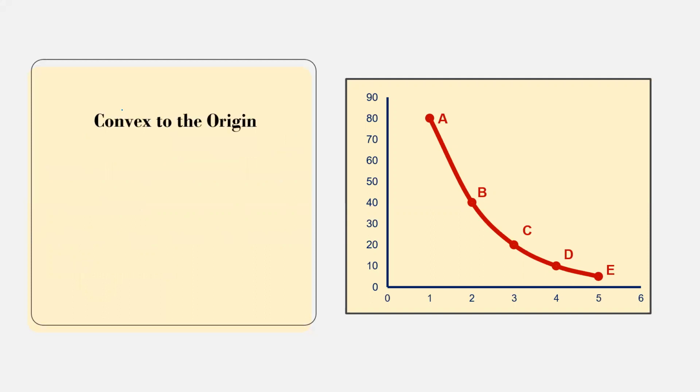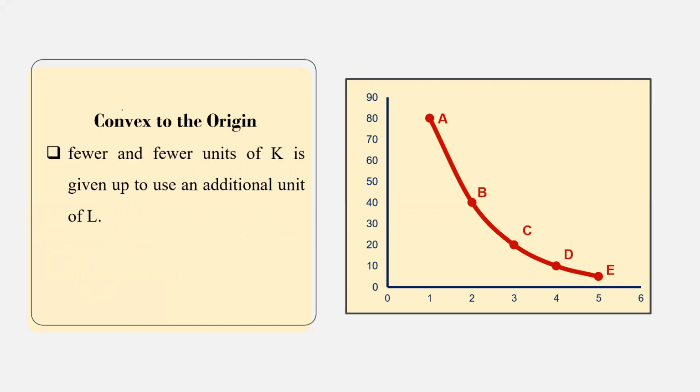It is also convex to the origin. So basically it says that fewer and fewer units of capital is given up to use an additional unit of labor. You can see here 40 units of capital is given up to use an additional unit of labor. Here 20 units are given up, 10 units and 5 units. So this says that fewer and fewer units of capital is given up to use an additional unit of labor.